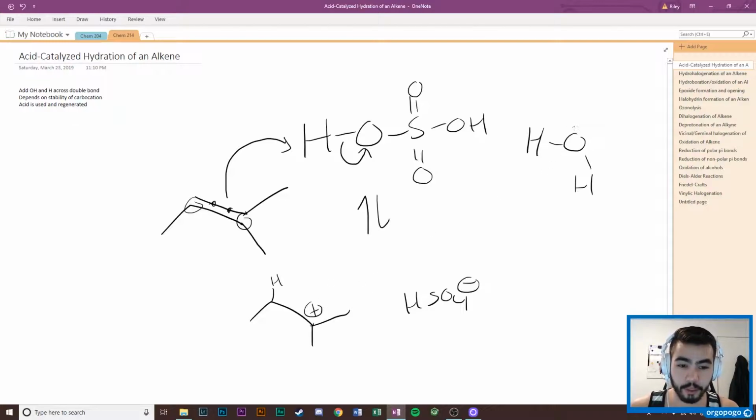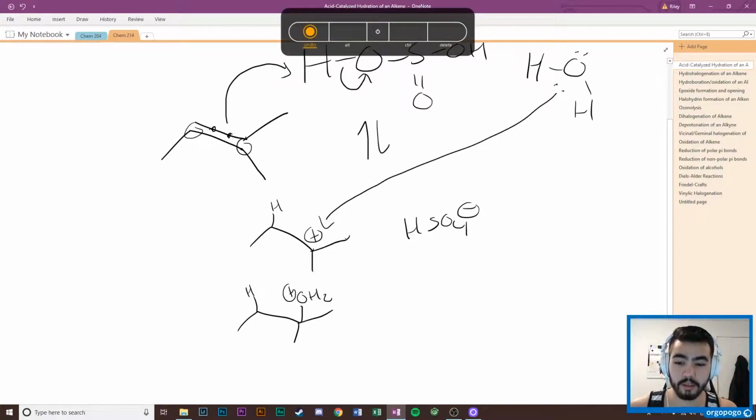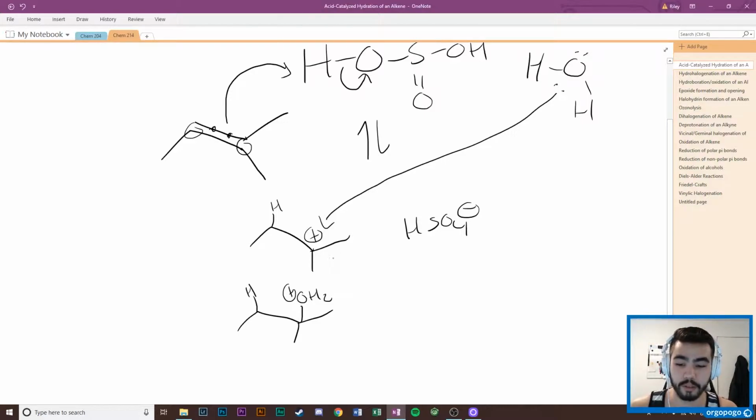At this point, this is where your water comes in. We're going to draw an arrow from the far side of the page here into there, giving you your next intermediate, OH2 plus. OH2 plus is a really good leaving group, and this reaction is reversible because the sulfuric acid could come down, grab the H, bring it back down, and do the elimination like that. So it is a reversible reaction, but it will depend on the concentration of each reagent.